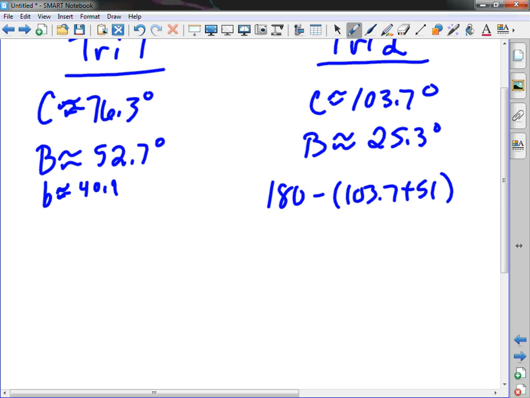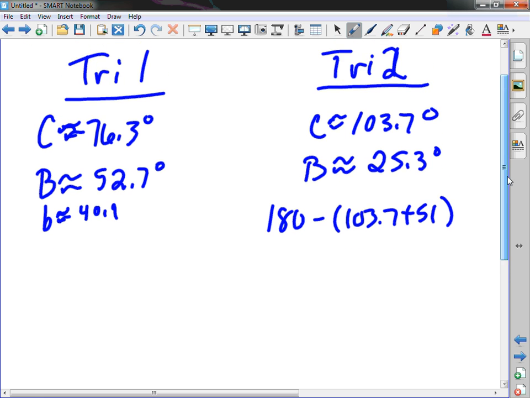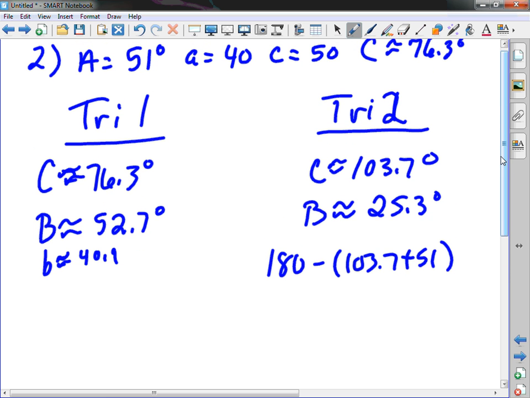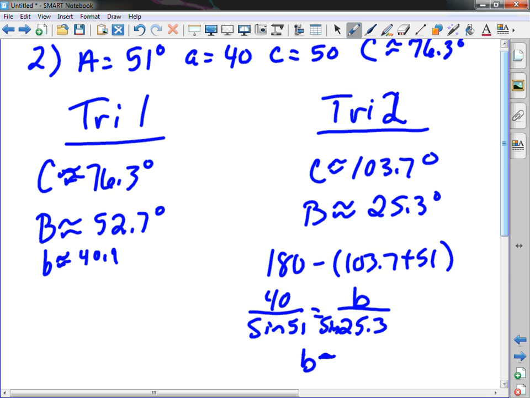And now, based on that, we can find C, or excuse me, little b. I keep getting confused here. We can find little b based on this information. So, using law of sines, sine of 51, little b over angle b, this time is 25.3. Put the sine in front. We're going to cross multiply just like we've done before. And once you cross multiply, you will find that b in this case is 21.9. And that is your final answer.